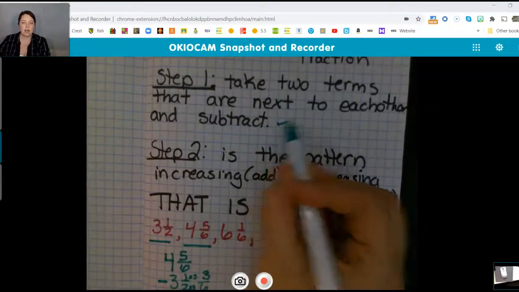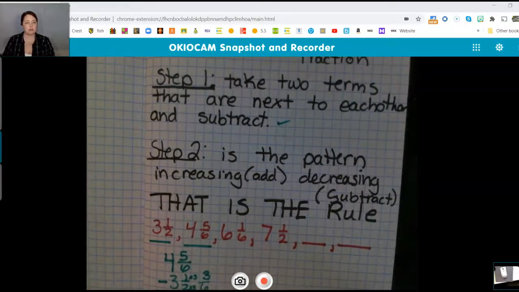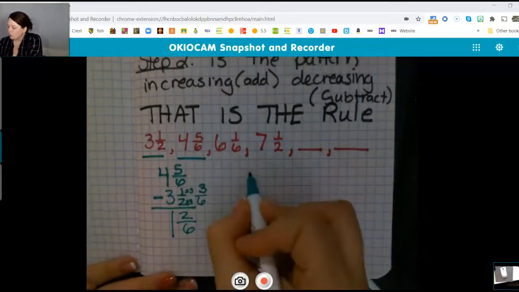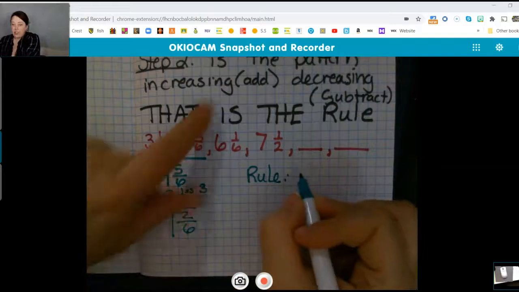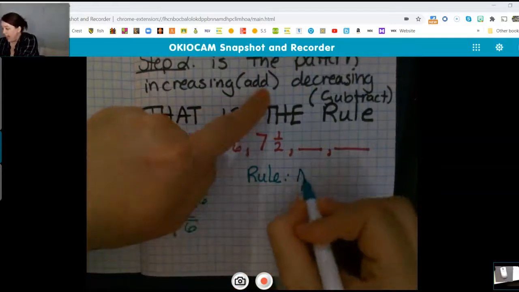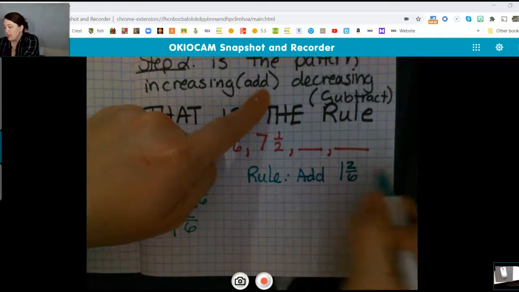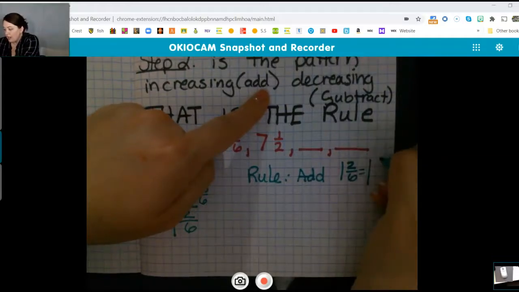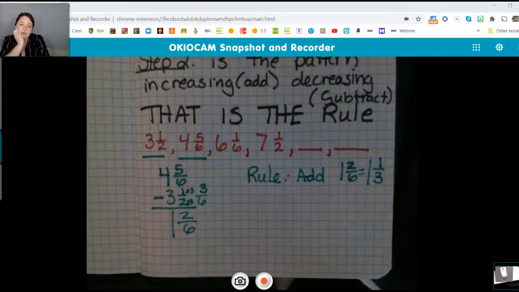Step 1, I got 1 and 2 sixths. Step 2, are my numbers getting bigger or smaller? My numbers are getting bigger. So the rule in this problem is they're increasing. So the rule is add 1 and 2 sixths. They might want you to do 1 and 1/3, which is just 2 sixths reduced. Okay, that's the rule. That's the first thing.